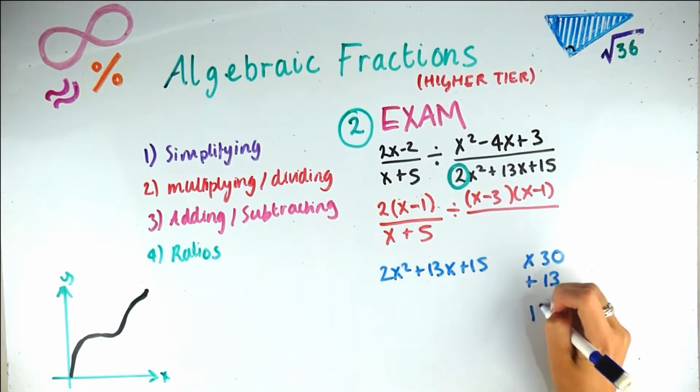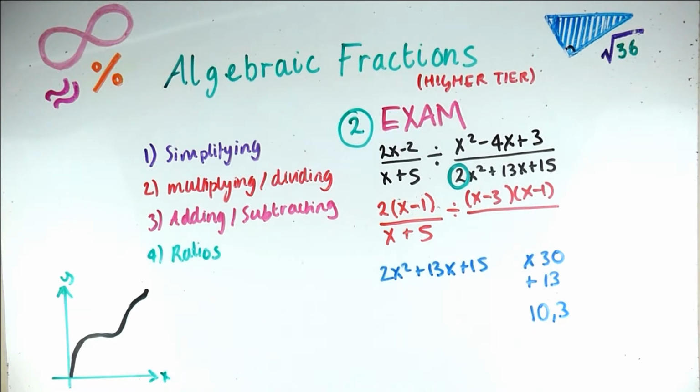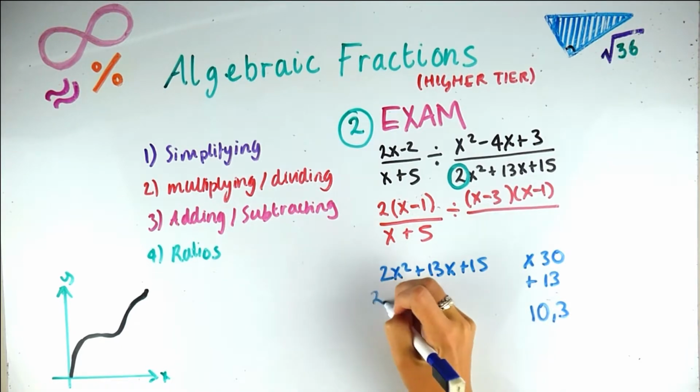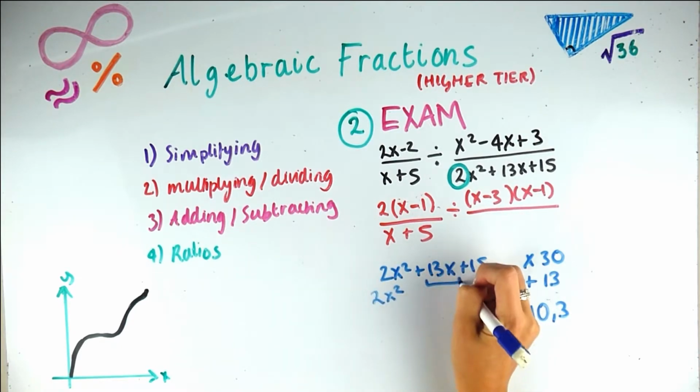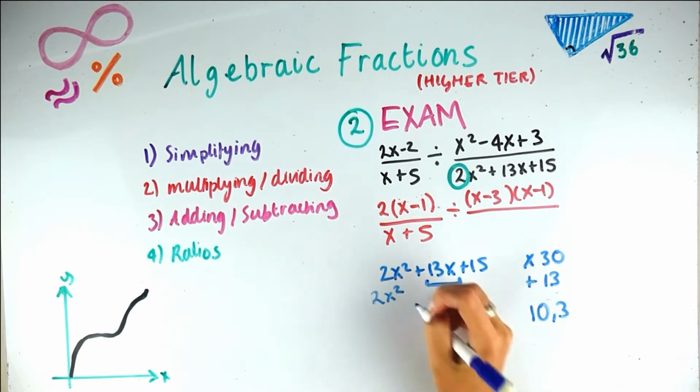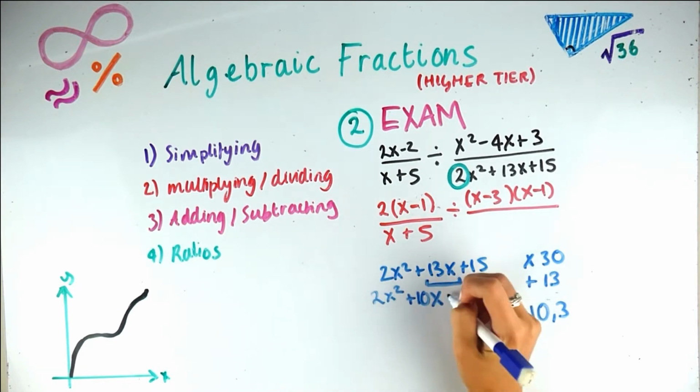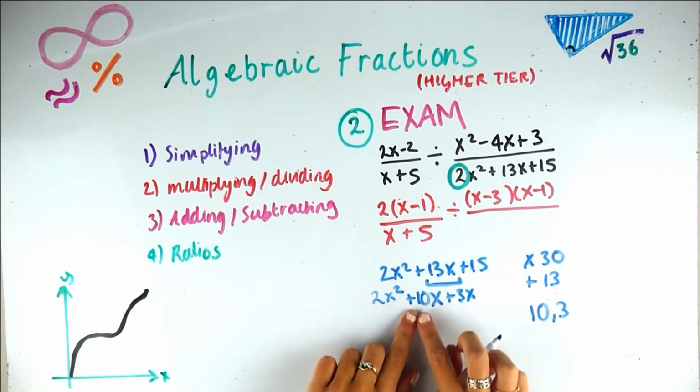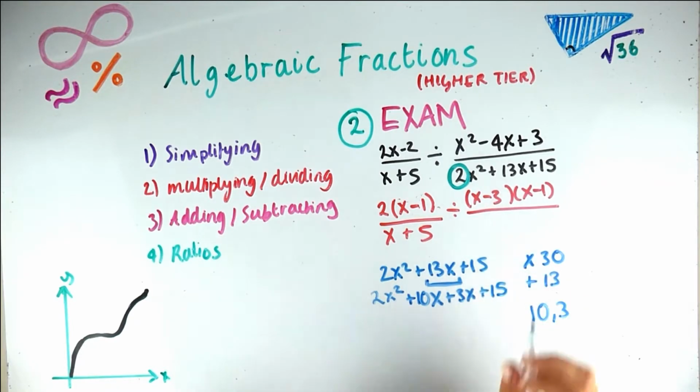So if we take the numbers 10 and 3, they might take you long to think of, don't worry, just do trial and error, find the numbers. So 10 times 3 is 30, just like what we want, and 10 add 3 is 13, like what we want. So we know our numbers are 10 and 3. So our second line, we'll repeat this, but we change this 13x and we split it up into these two parts. So 10x plus 3x instead of 13x. It's the same thing, but you split it up.